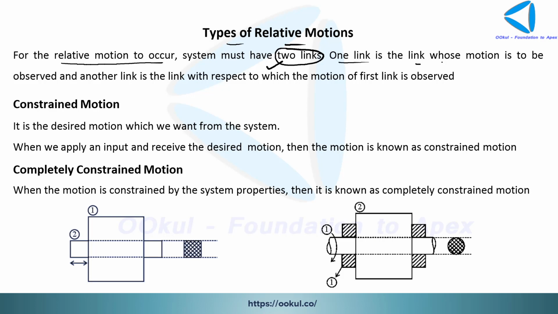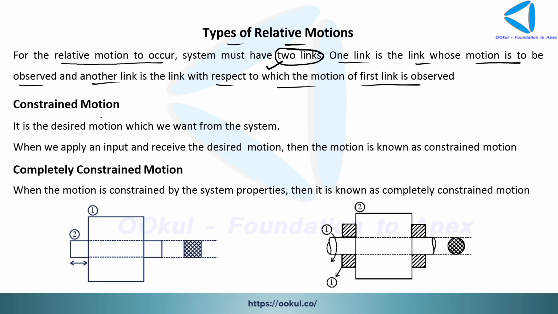One link is the link whose motion is to be observed. एक लिंक ऐसा होना चाहिए जिसका हम मोशन ऑब्जर्व कर रहे हो, और another link वो होना चाहिए जिसके रिस्पेक्ट में हम मोशन को देख रहे हो. Okay, so another link is the link with respect to which the motion of first link is observed.